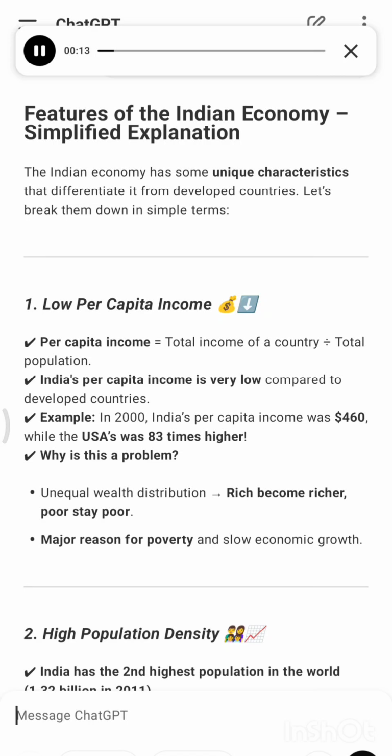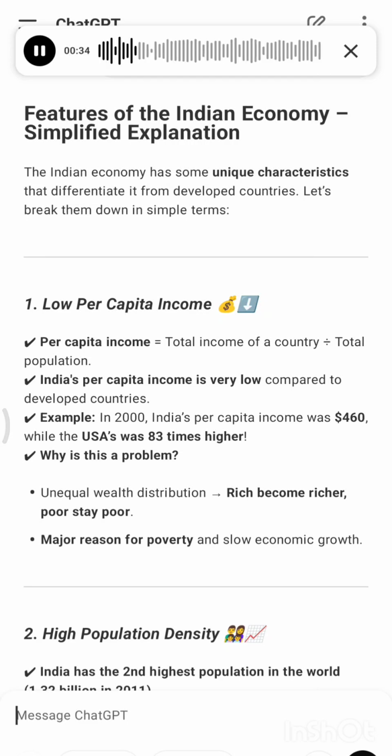1. Low per capita income. Per capita income equals total income of a country divided by total population. India's per capita income is very low compared to developed countries. Example, in 2000, India's per capita income was $460, while the USA's was 83 times higher.